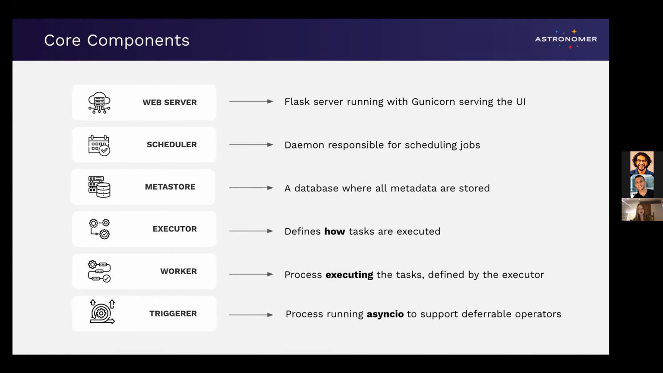And so Airflow has three main components that are needed to run. Those are the first three things shown here: the web server, the scheduler, and the metastore. The web server is your Flask server that uses Gunicorn. That's going to serve your UI, so we'll talk through that. Your scheduler, obviously super important, is the daemon that actually schedules your jobs. And then you have your metastore, which is a metadata database where all of your metadata is stored. Typically that's Postgres. It can also be MySQL or a few other things.